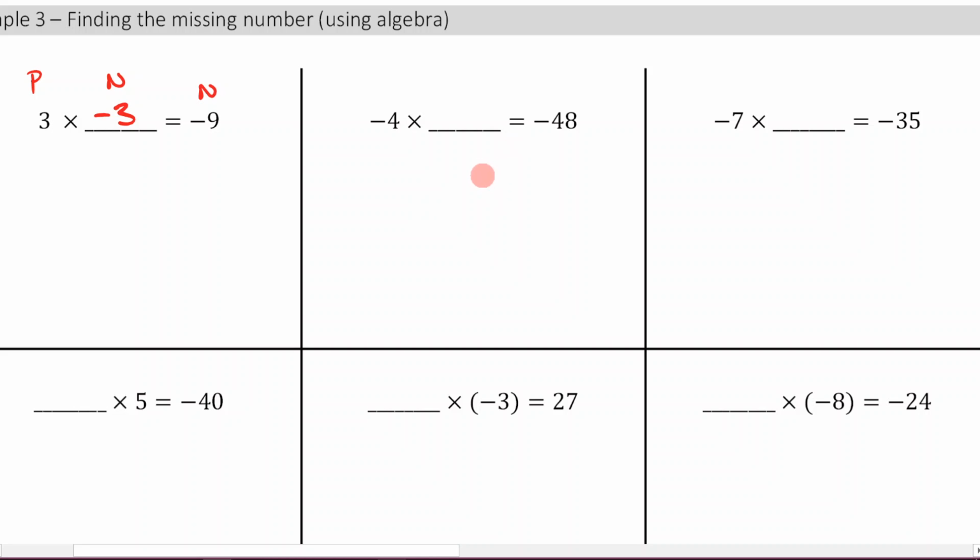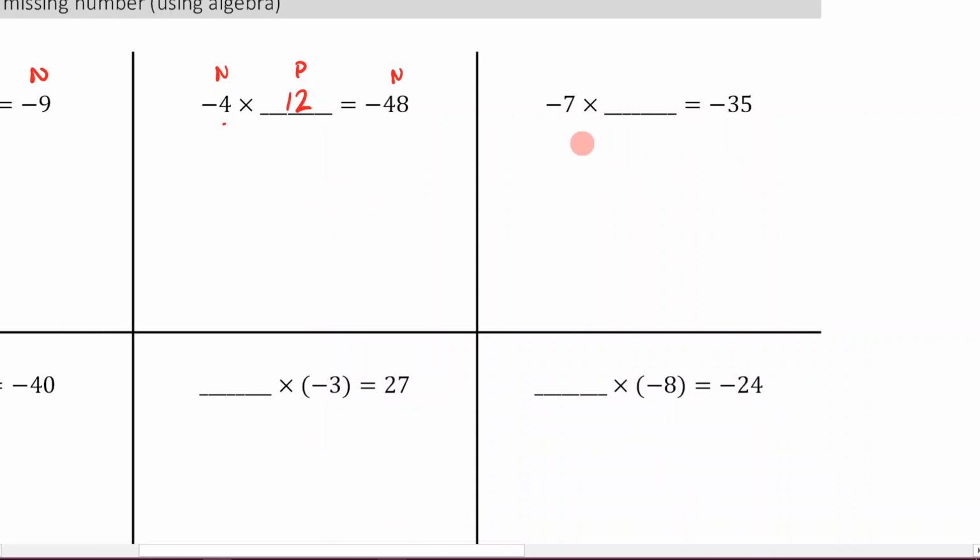So what we would do is I would say, ignore the signs. What 4 times what will give me 48? Well, I know that's going to be 12. Now, let's figure out if it's going to be positive or negative. Well, if this is negative and this is negative, this must be positive in order to make sense out of it. So we walk away.